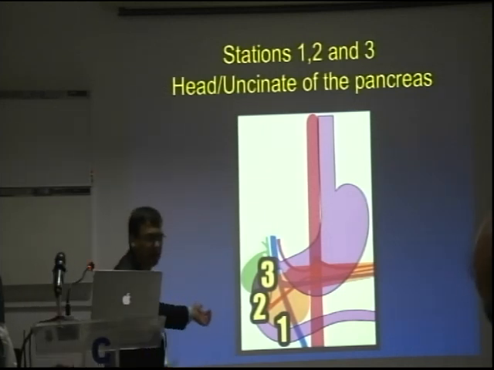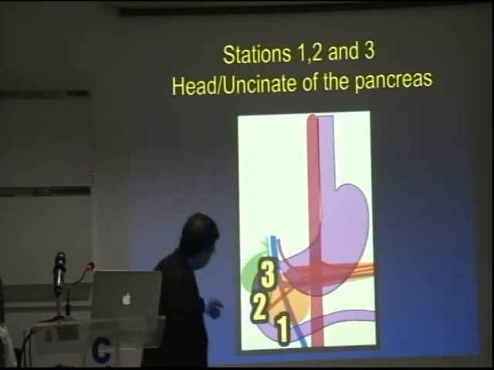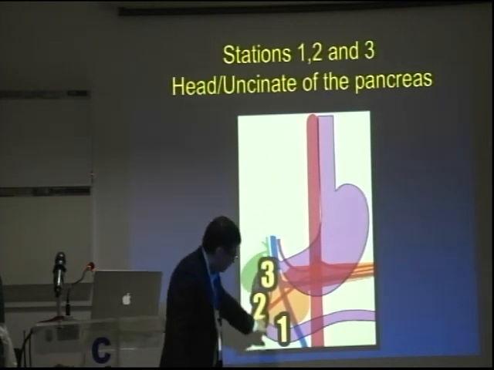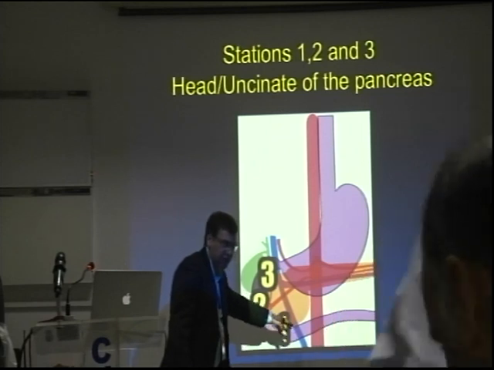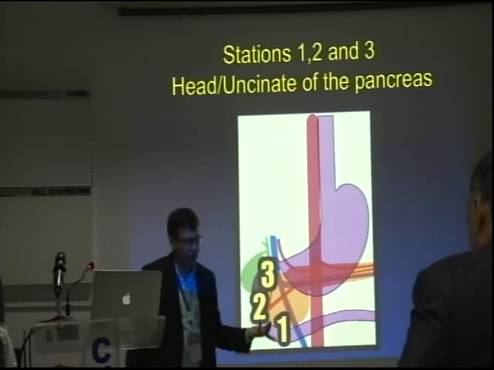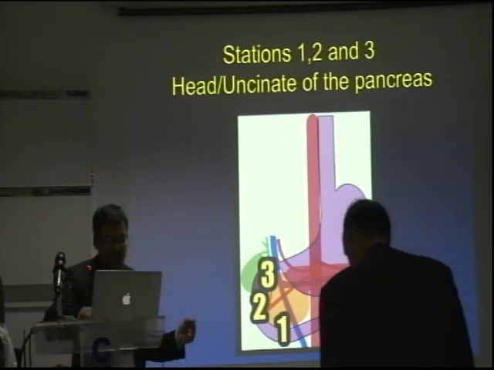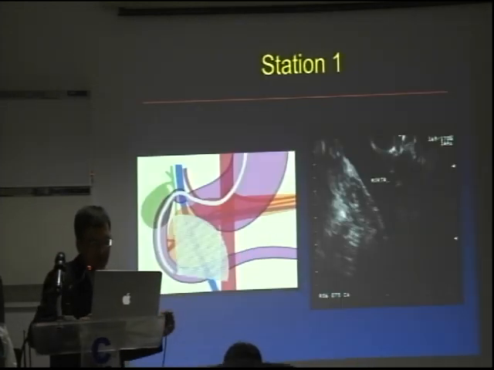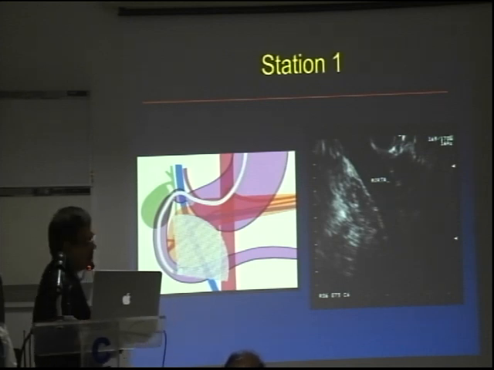So I think what Dr. Saab was talking about was this: what do we really need, and do you really need a separate name for each separate station? That's what he was talking about. So that's station 1 and 2. Here is the image of station 1. You mainly see the aorta.